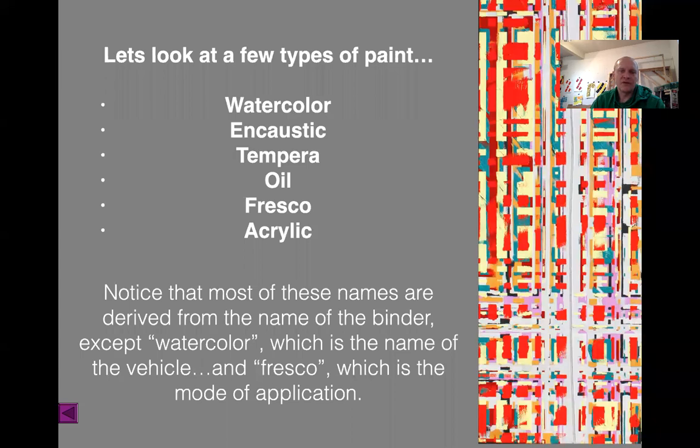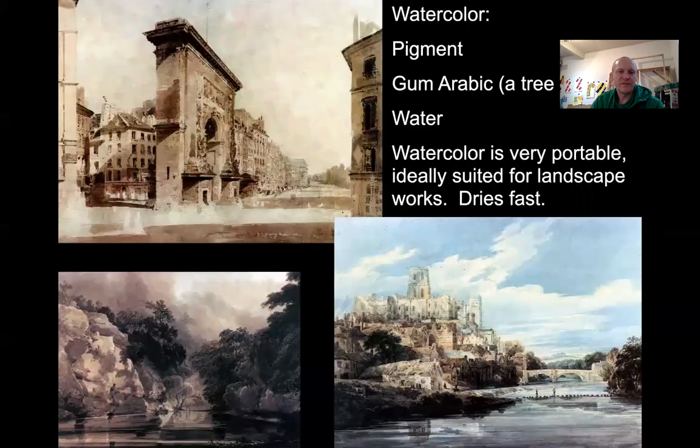So we'll look at a few types in more detail. And notice that most of these names are derived from the name of the binder, except for watercolor. So like oil paint, we name it for the binder, which is oil. But watercolor, interestingly, is named for the vehicle, which is water. So watercolor, as I mentioned, is pigment, gum arabic, and water.